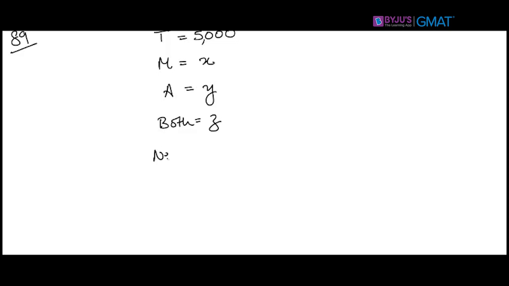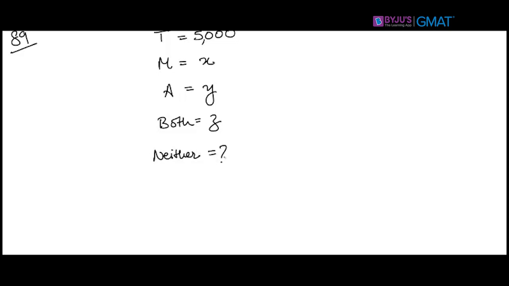GMAT Official Guide 2016, question number 89 of problem solving. It's a great example of how to solve a Venn diagram question. The question has given the total number of students as 5,000 and X students taking music, Y students taking art, and students who took both are Z. Now we want to find out how many of them chose neither art nor music. So this is what I need to find out.